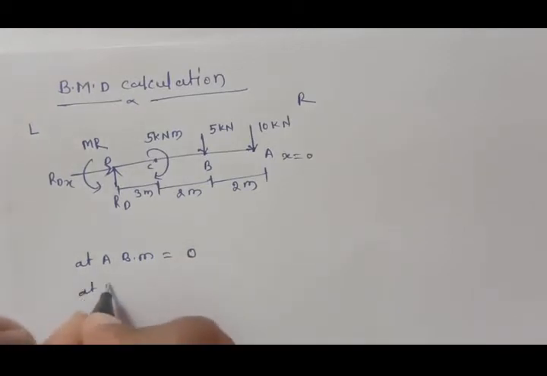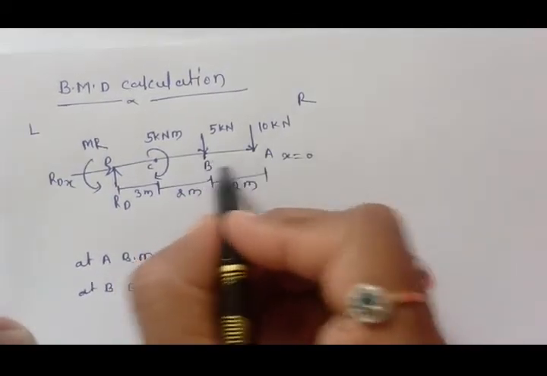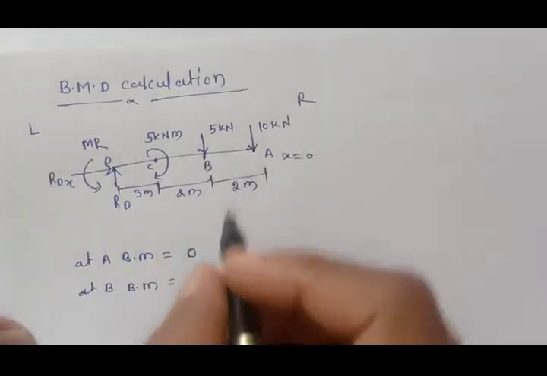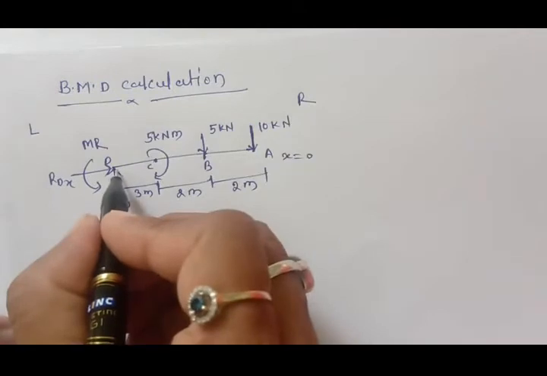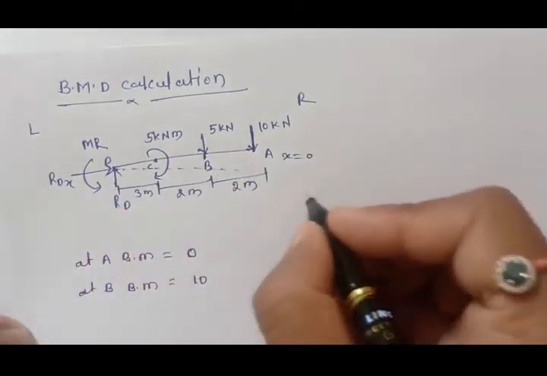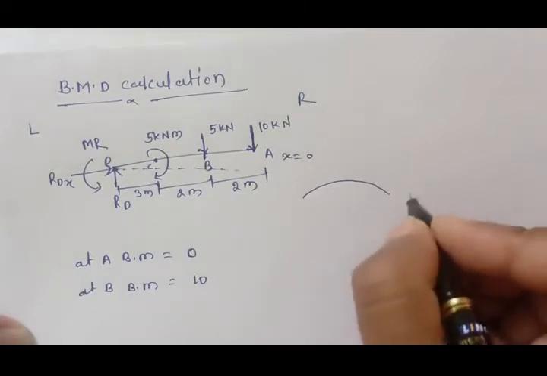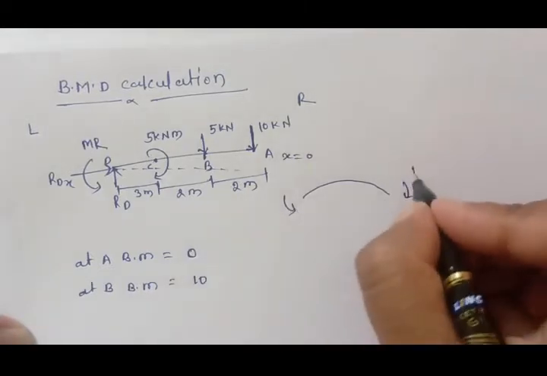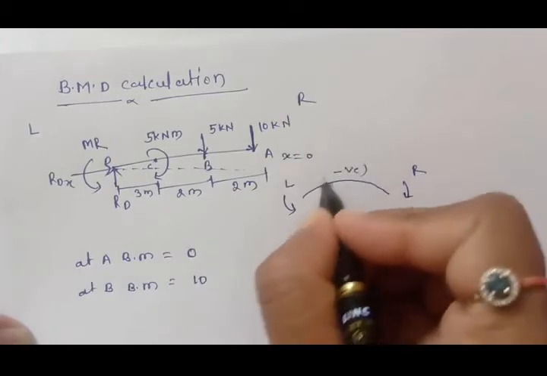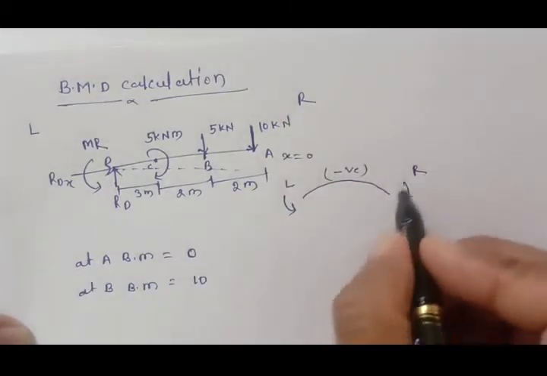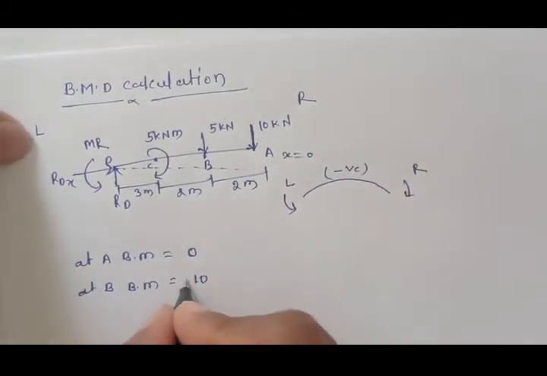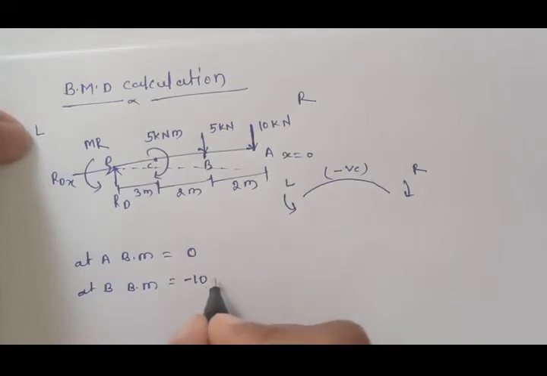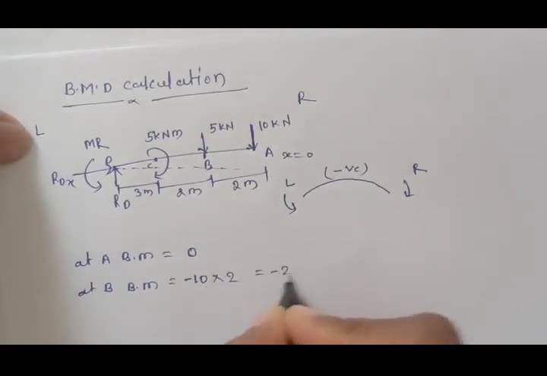At B, the bending moment at this point is nothing but force into perpendicular distance, this 10, because this force tries to bend this beam downward. The beam will be like this, which is nothing but hogging, going right to left. So this is negative, and we are taking right to left downward movement as negative. So this is minus 10 into 2, which is nothing but minus 20 kilonewton meter.